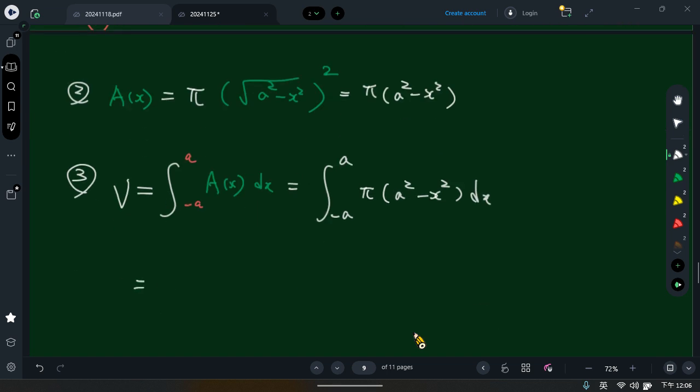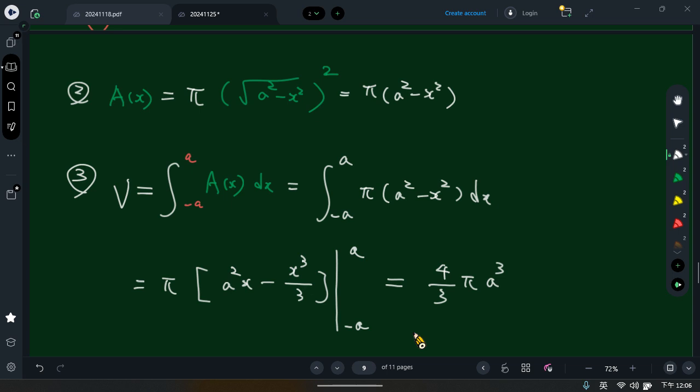So that you can get pi times a squared x minus x cubed over 3, from negative a to positive a. So finally, the result will be this one. I believe you also memorized this formula, when I give a as the radius for the sphere, or for the ball.